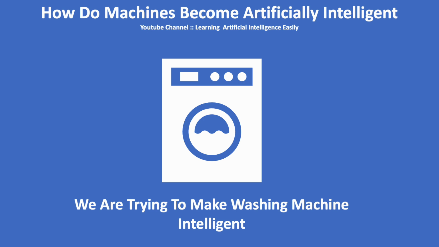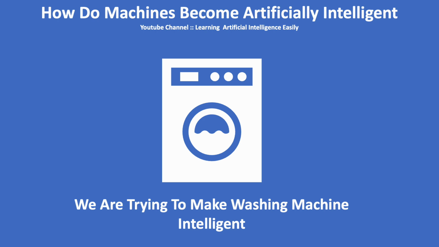So now we can easily say the machine is equipped to decide how much water and how much detergent it should use, based on the load of clothes, and how long it should run the washing cycle. Now let's try to make the machine more intelligent.